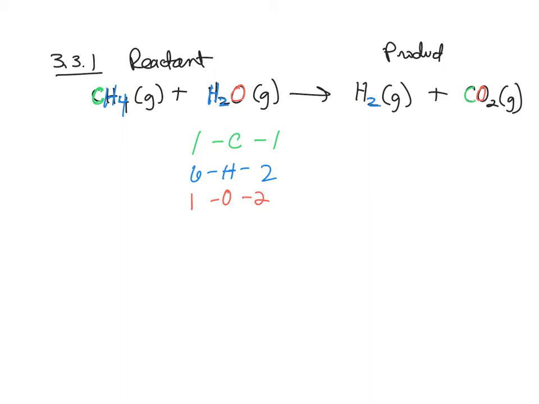And so now you'll want to go through and balance them. So right now the carbons are balanced. The hydrogens are not balanced. So we have 6 here and 2 there. And so you could go in and put a 3 there.